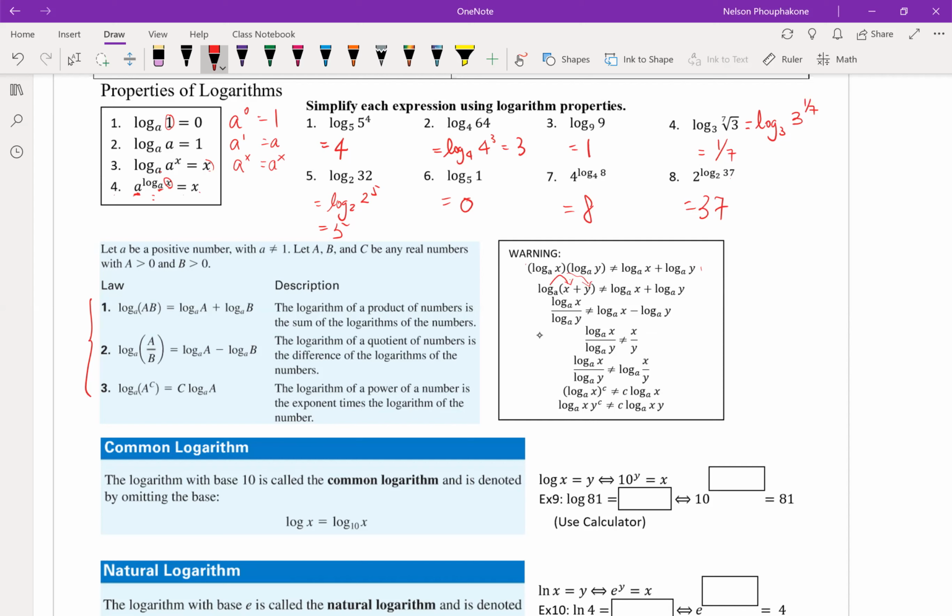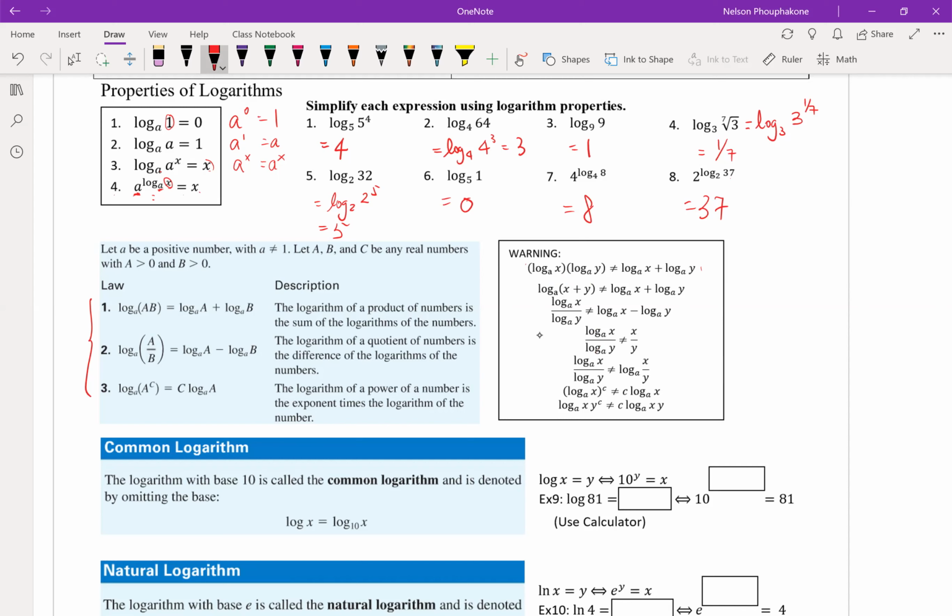Log is what we call an operator. So you could not distribute an operator. The next thing is, again, it's kind of like rule number 2, right? They feel that I have a division, I should have subtraction, which is incorrect. And sometimes a student asks, can I cancel the log? Again, you cannot cancel the log. And you could not combine logs.